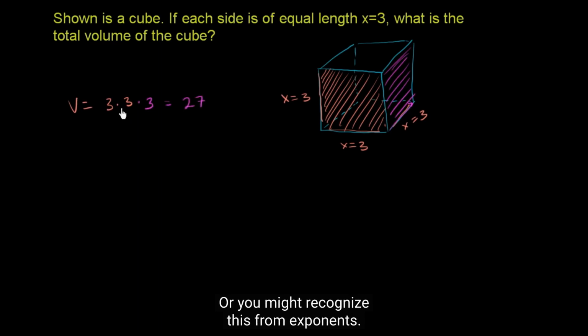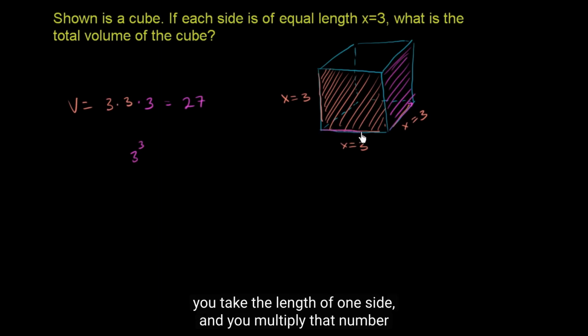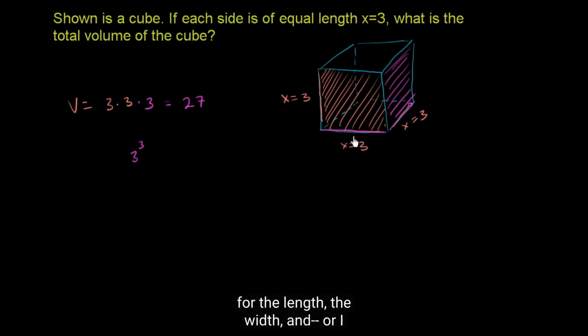Or you might recognize this from exponents. This is the same thing as 3 to the third power. And that's why sometimes if you have something to the third power, they'll say you cubed it. Because literally, to find the volume of a cube, you take the length of one side and you multiply that number by itself 3 times, one for each dimension. One for the length, the width, and the height, or the length, and the depth, depending on how you want to define them. So it's literally just 3 times 3 times 3.